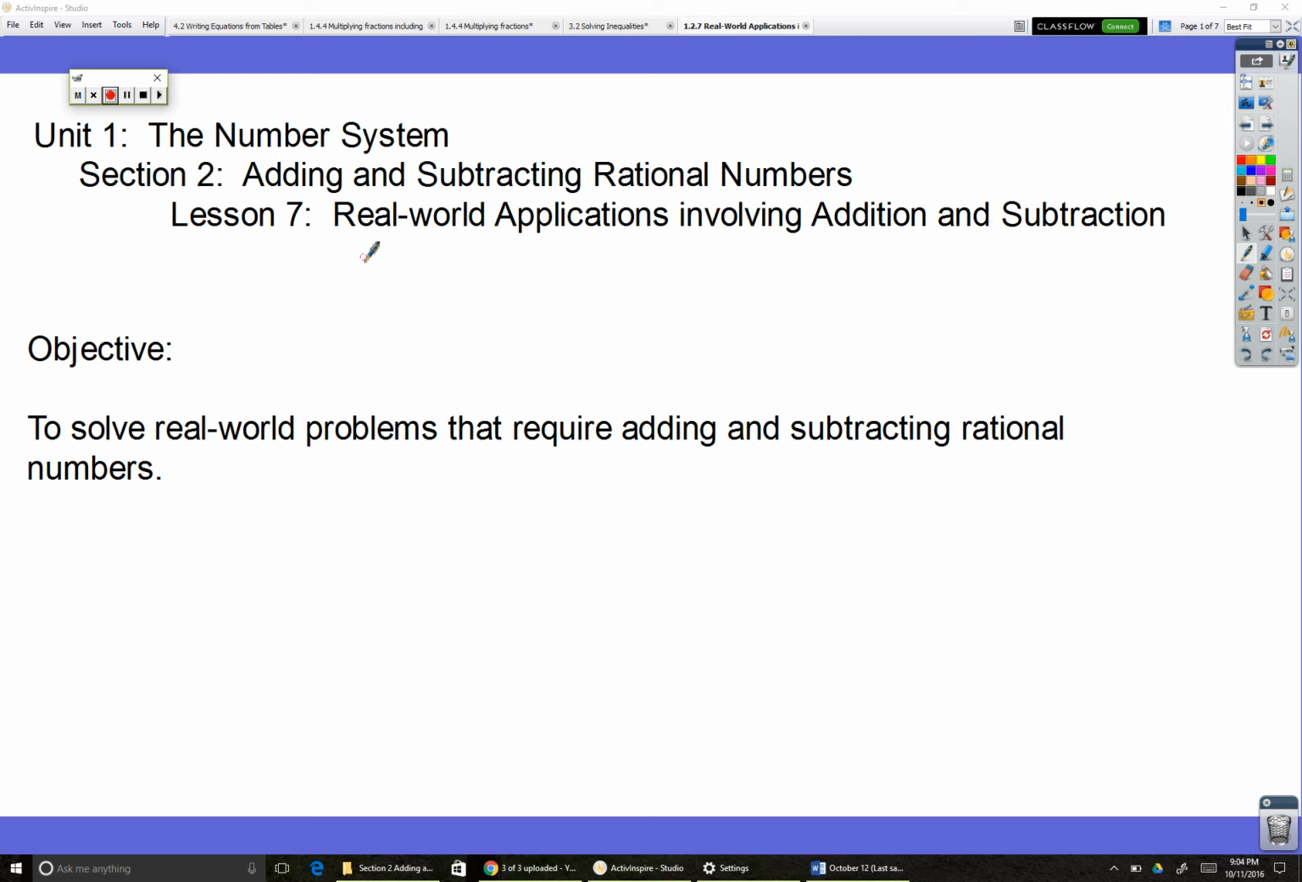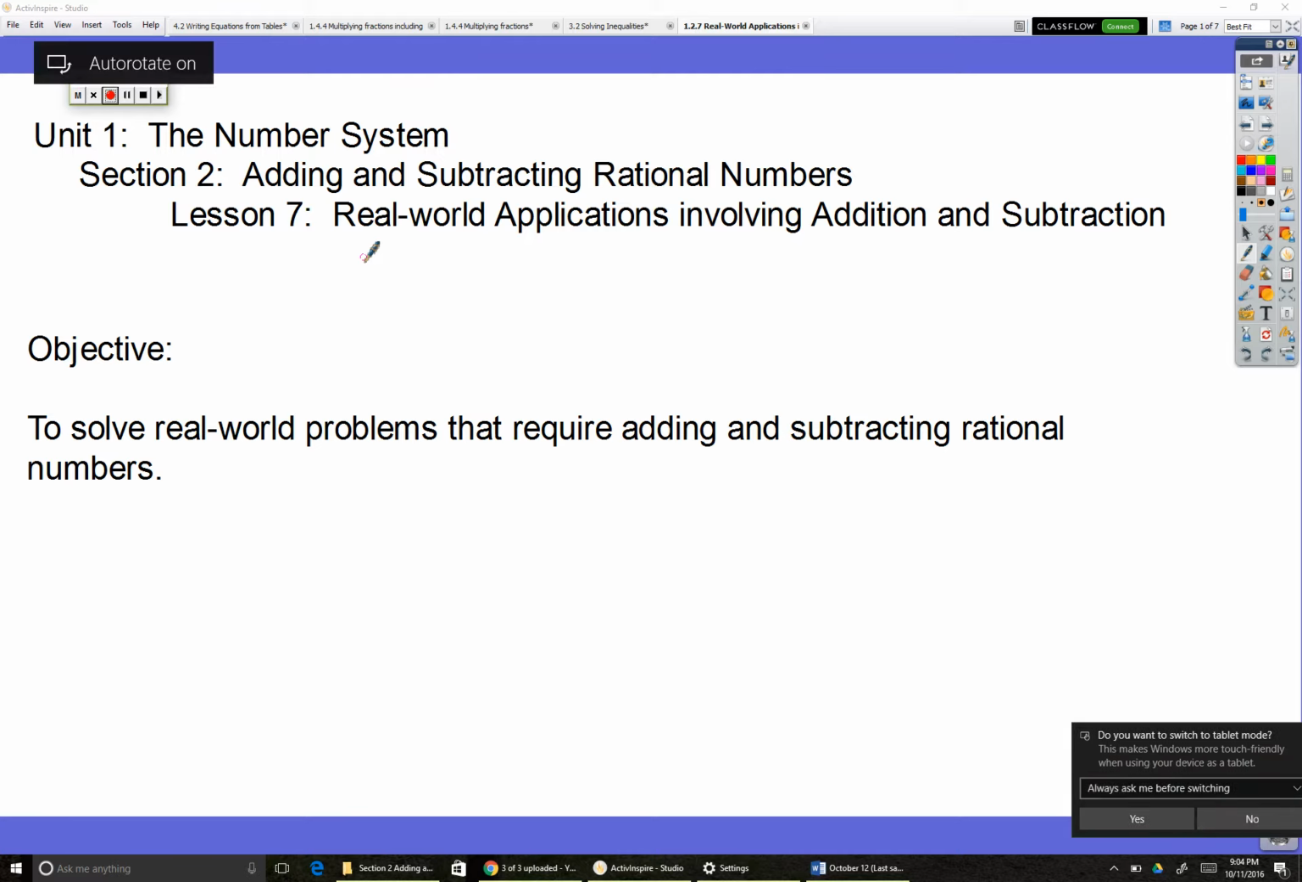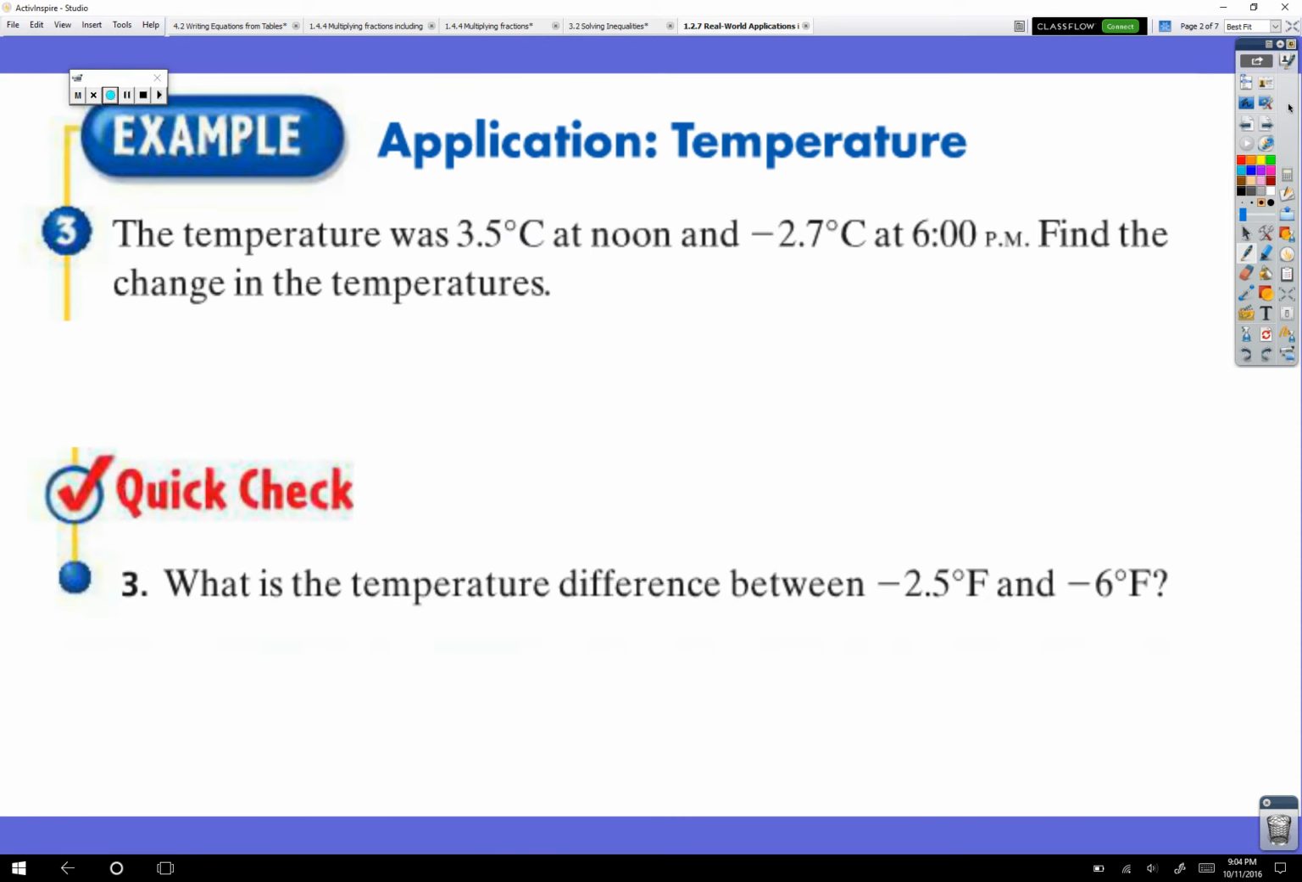Okay, today's lesson is on solving real-world problems that require adding and subtracting rational numbers. First application is about temperature. The temperature was 3.5 degrees Celsius at noon and negative 2.7 degrees Celsius at 6 o'clock p.m.